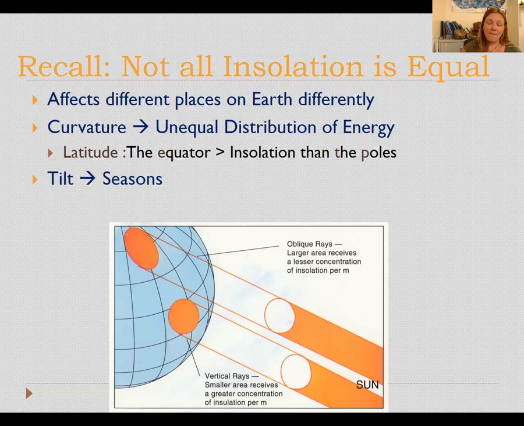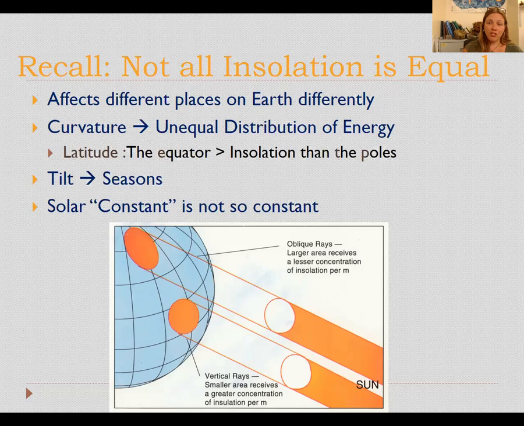We also mentioned that since the Earth is tilted as it moves around the sun, in different seasons or different parts of the year, there are different places on Earth that are getting a bigger dose of energy from the sun, and other places that are not getting that same dose. So there's a time factor to this insolation picture. It's not always the same in each place, and it's not always the same at each time.